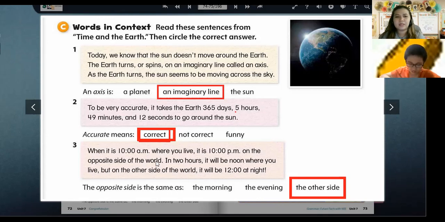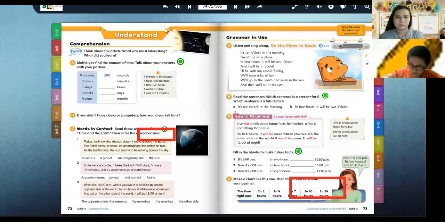Okay, now please read number 3. 10 a.m. where you live, it is 10 p.m. on the opposite side of the world. In 2 hours, it is noon where you live, but on the other side of the world it is 12 at night. Okay, so the opposite side is the same as? It is the same as the other side. Okay, the other side, that's correct. So opposite side or the other side, that's correct. Very good, Vivo. Thank you so much for answering. Good job. Okay, very good.